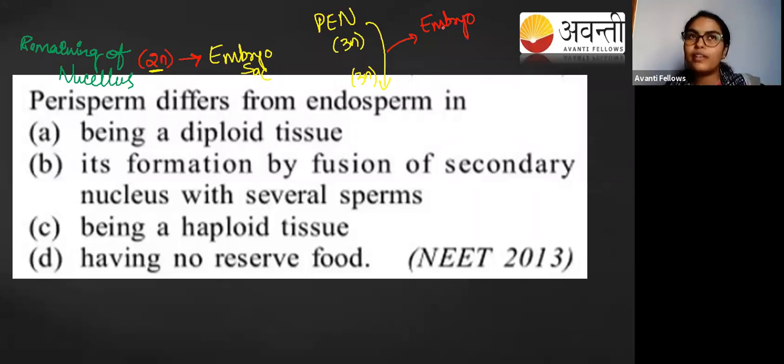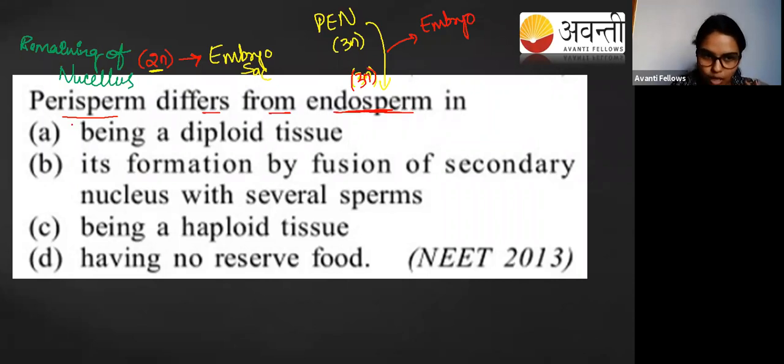You might come across a term called embryogeny. Embryogeny is nothing but embryogenesis, the formation of embryo. So this endosperm is giving the nourishment for the developing embryo. So this is the main difference. Now let us look into the question. Perisperm differs from endosperm in.